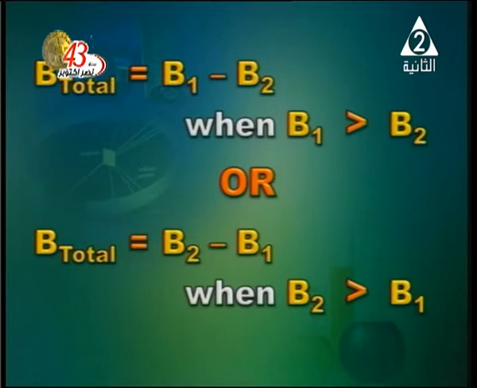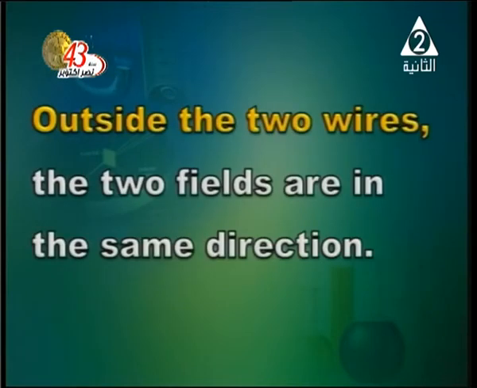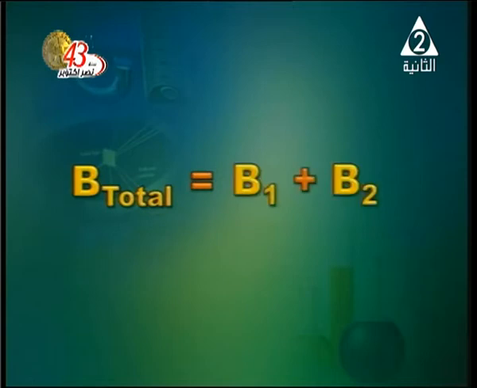Talking about the total magnetic flux at a point between two wires carrying currents in the same direction. Between the two wires, fields are in opposite directions. Outside the two wires, the two fields are in the same direction. So B total will be B1 plus B2.